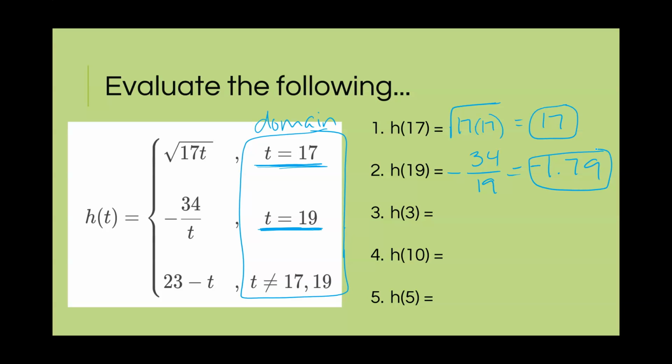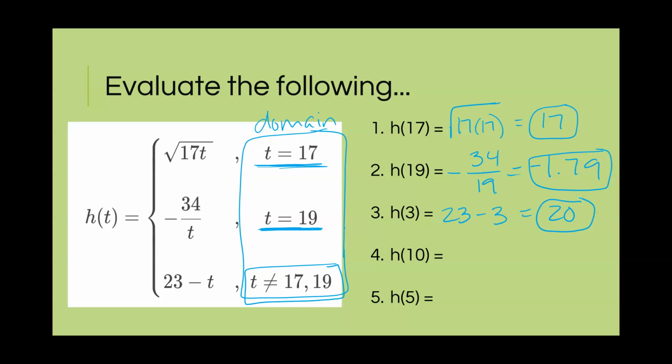All right, the third question is 3. I told you the only place that can do anything but 17 and 19 is the third equation. Okay, so any number you see that's not 17 or 19, you're going to plug in that third equation. So 3 is not 17 or 19, so we're going to plug it in there. 23 minus 3 gives me 20.